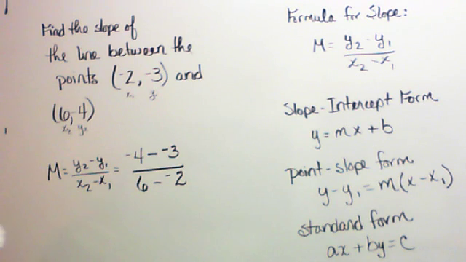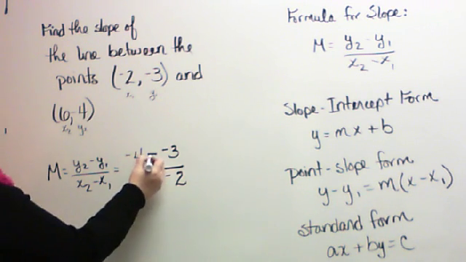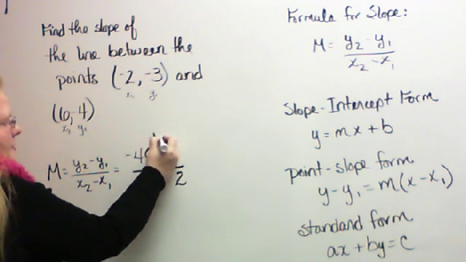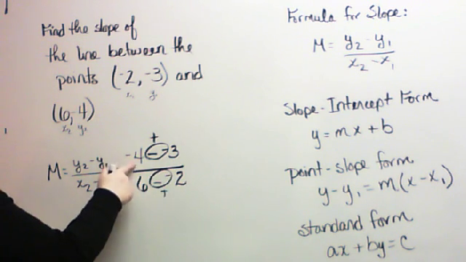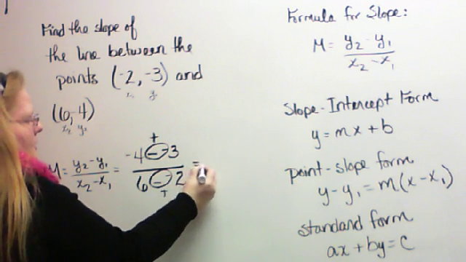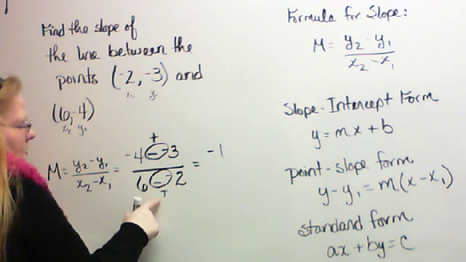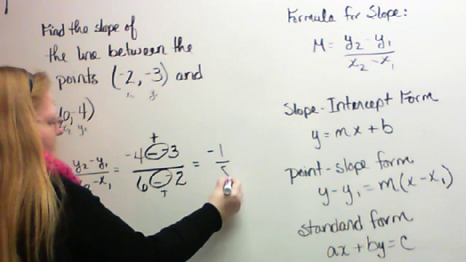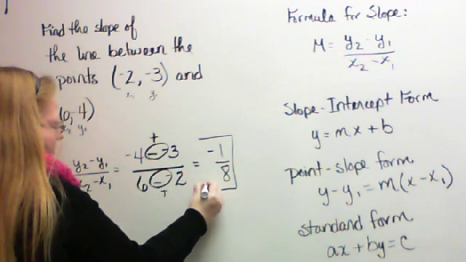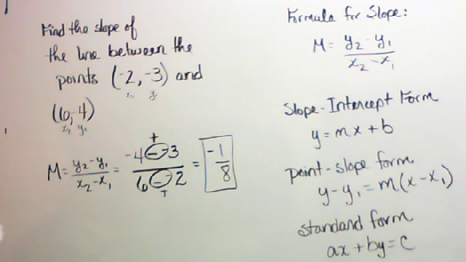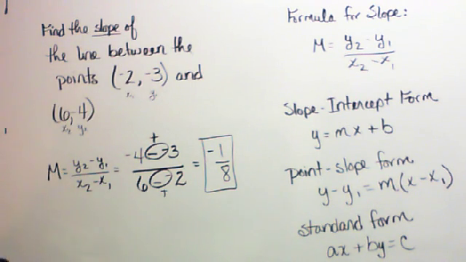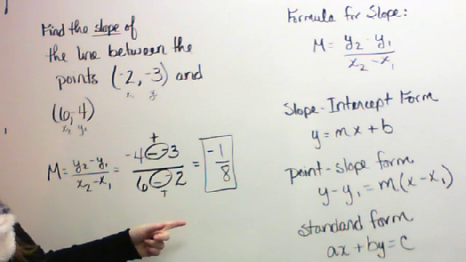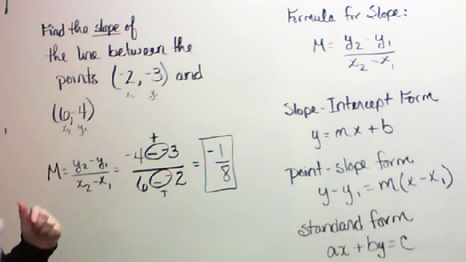Now I can go through and do some simplifying. Anytime you have minus and negative side by side, that's the same thing as a plus. So I can make both of those pluses. -4 plus 3 is -1, and 6 plus 2 is 8, which makes my slope -1/8. Now they specifically asked for the slope. Because they only wanted the slope, I'm done. If they had asked for an equation, there would be more that I would need to do.